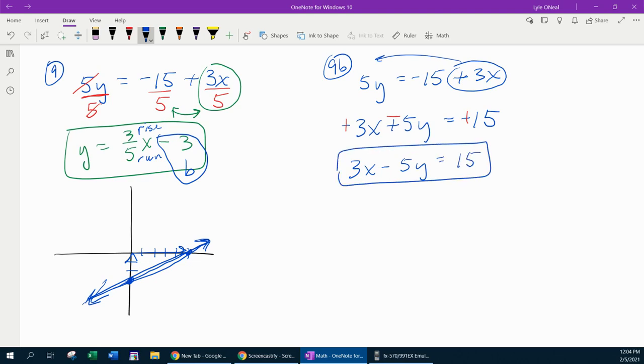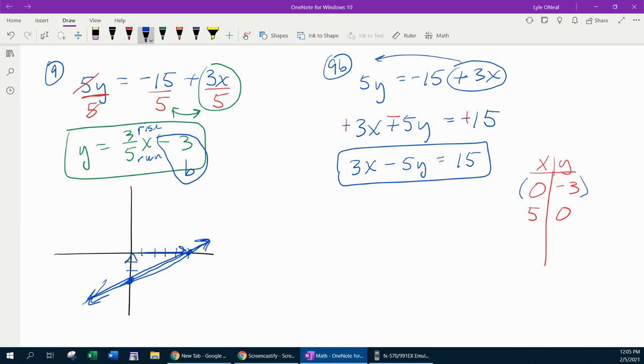And now I'm in standard form, and I can use the intercepts method to graph. So we're going to make our table. We're going to let x be 0 one time, which will make the x disappear like that. And then if I divide by negative 5, that's going to give me y is negative 3. Next, we're going to let y be 0. And if I let y be 0, that's going to make the y disappear like that. And then if I divide by 3 to get the x by itself, that's going to give me 5.